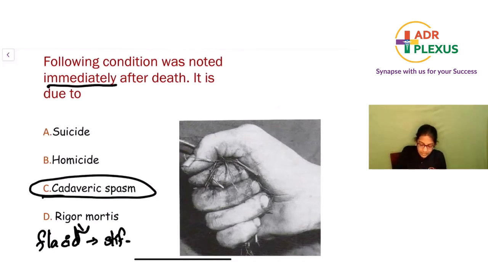Now after some time, secondary flaccidity sets in. Why does it set in? It's because the proteins are getting digested. So the rigor mortis happens in between: flaccid, rigor, then again flaccid.